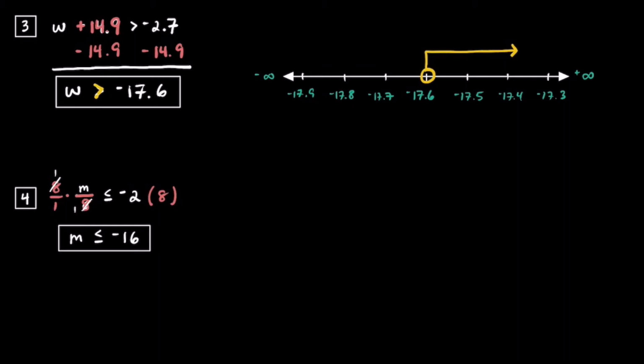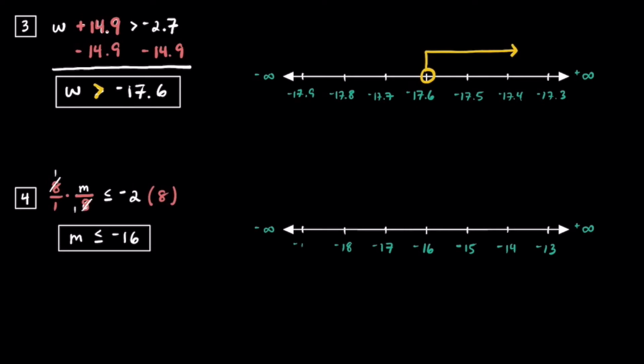If m is equal to negative 16 or equal to any values that are smaller than negative 16, it'll make this inequality true. Let's go ahead and graph this now. Start by putting negative 16 right in the middle, then some numbers that are larger like negative 15, negative 14, and negative 13. Remember, if they're less negative, then they are more positive or larger values. Negative 17 is a little smaller, negative 18 is even smaller, and negative 19 is smaller to the left here.